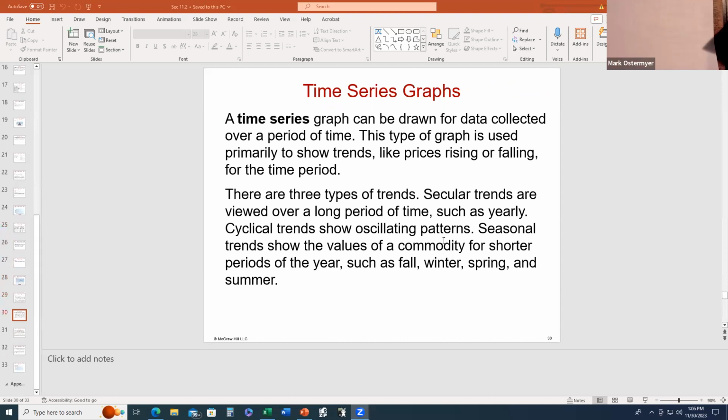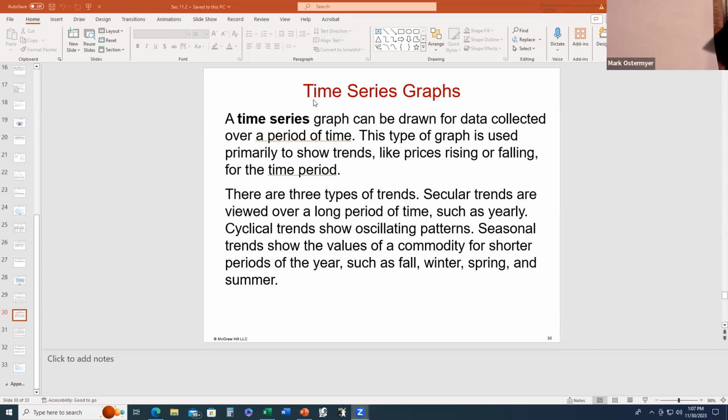All right. Now, a time series graph. A time series graph, as the name suggests, involves data that's collected where one of the coordinates of your ordered pair, ladies and gentlemen, represents time, whether that be in days or weeks or months or years.